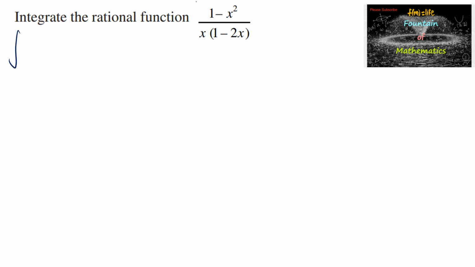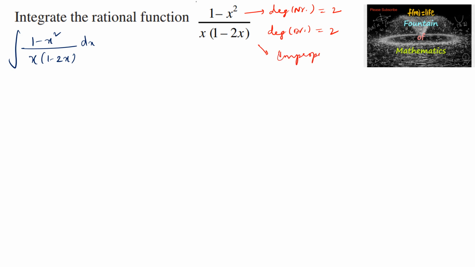Integrate the rational function (1 minus x square) upon x times (1 minus 2x) dx. Here we can say that the degree of numerator is equal to 2 and degree of denominator is also equal to 2, both are equal, so it is said to be an improper fraction. So we cannot resolve into partial fractions directly, so we need to first divide.